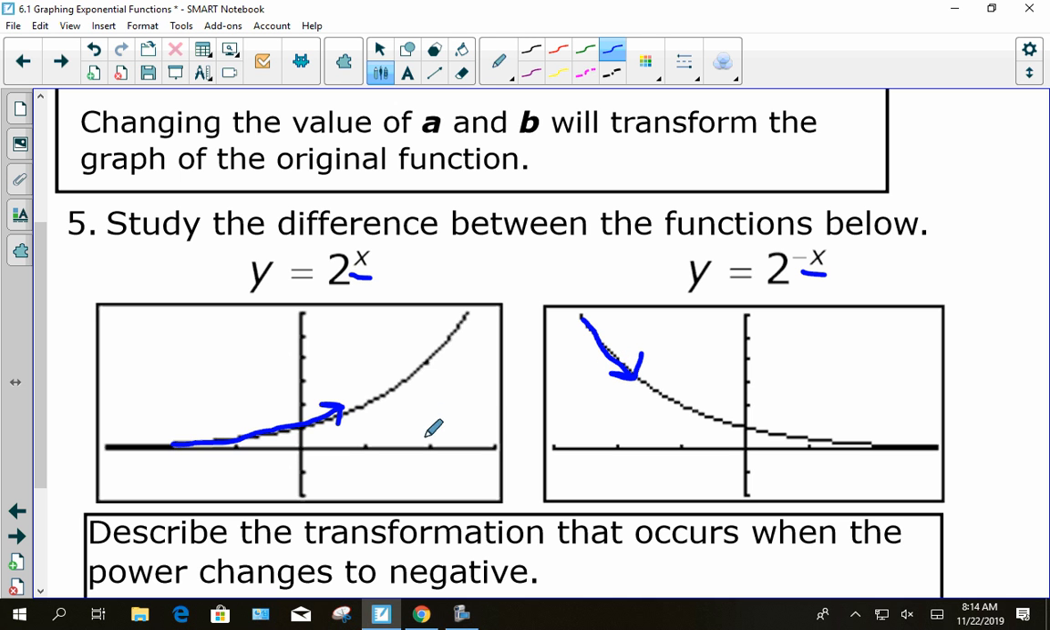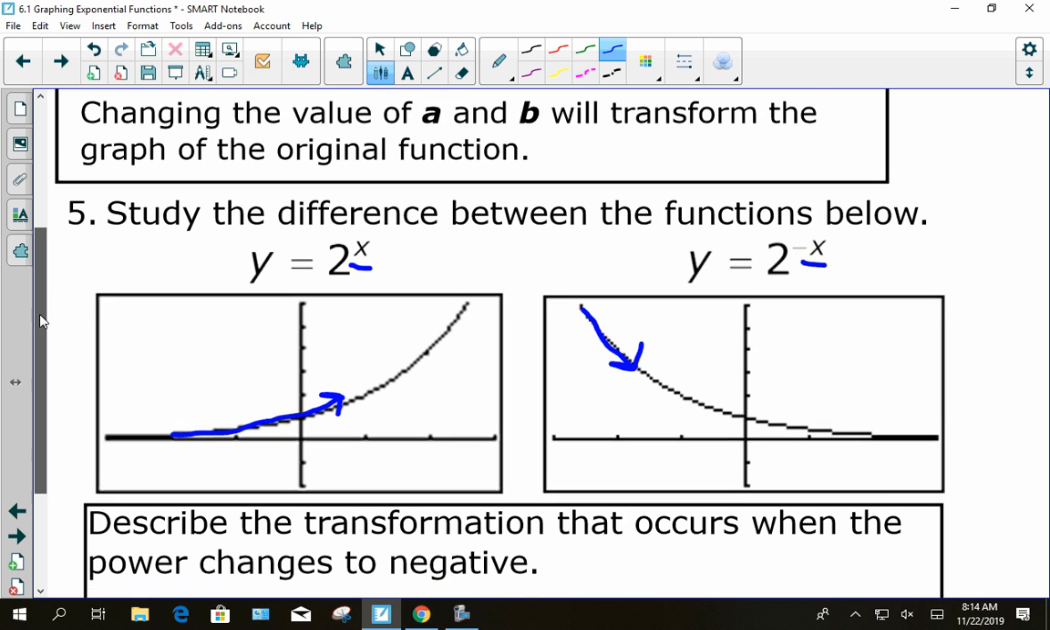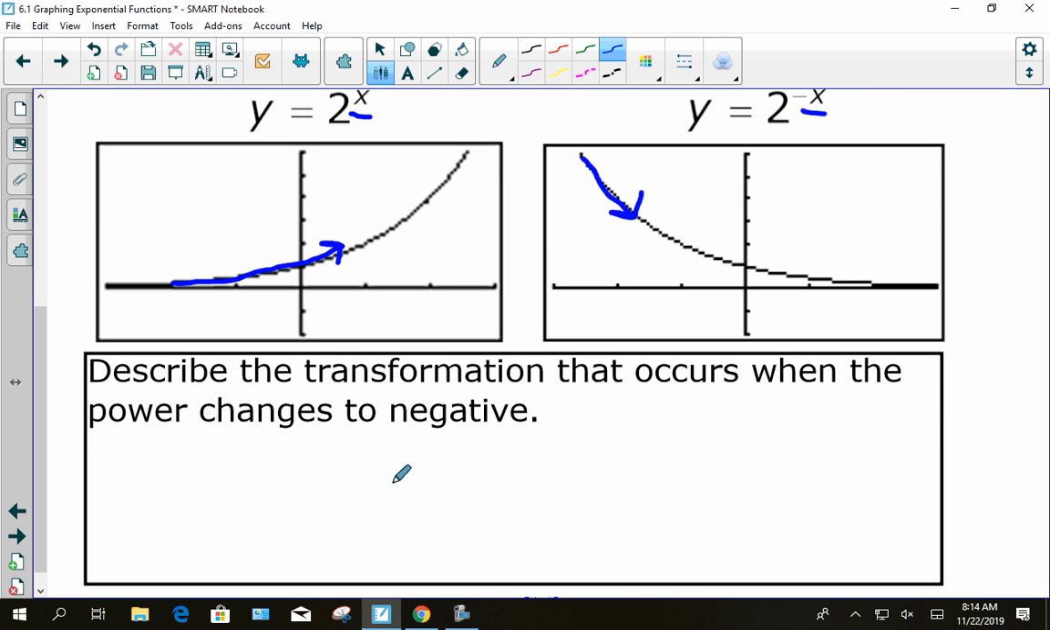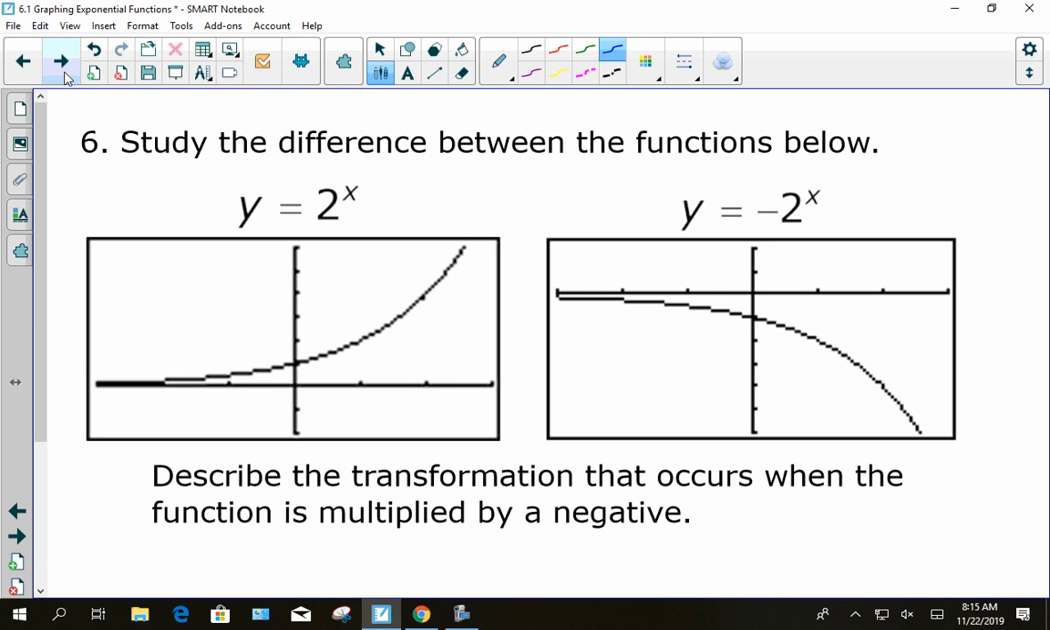Decay. So, when the power changes to a negative, the graph decreases. When it's negative, the graph starts high and goes low. When it's positive, the graph starts low and goes high. Okay, now here we go.